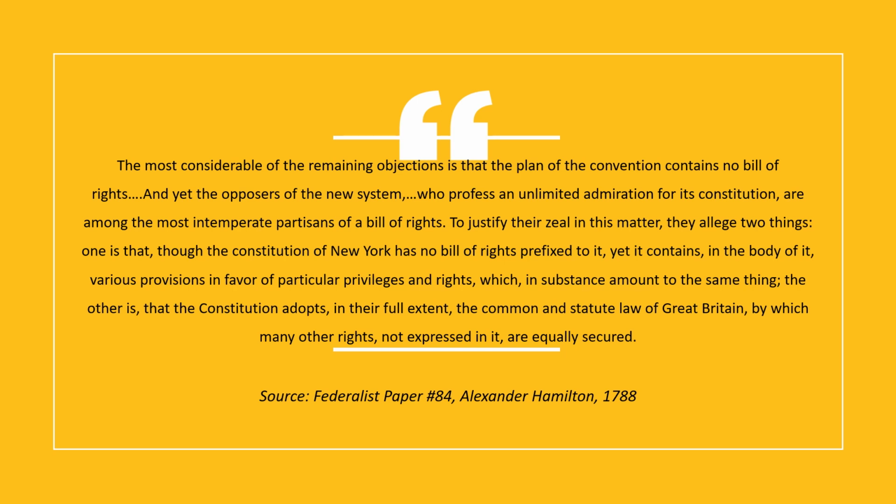On this last slide, we're going to be looking at an excerpt from Federalist 84 that was written by Alexander Hamilton. In Federalist 84, Alexander Hamilton is focusing on why it is not necessary for the United States Constitution to include a Bill of Rights. The most considerable of the remaining objections is that the plan of the convention contains no Bill of Rights. And yet, the opposers of the new system who profess an unlimited admiration for its Constitution are among the most intemperate partisans of a Bill of Rights.